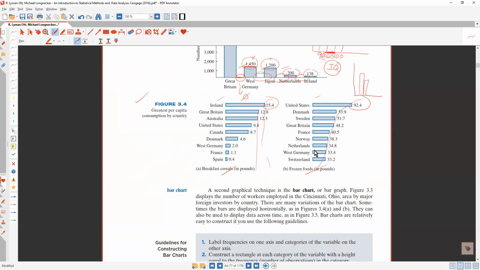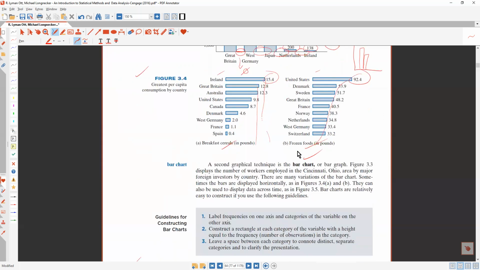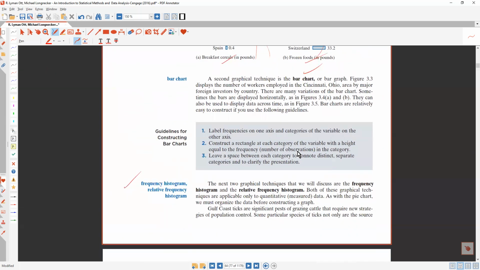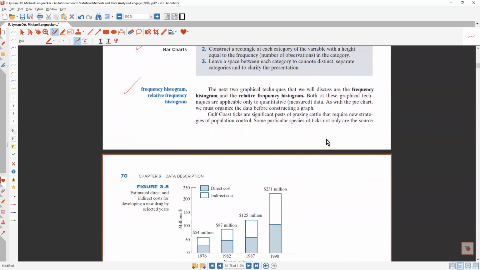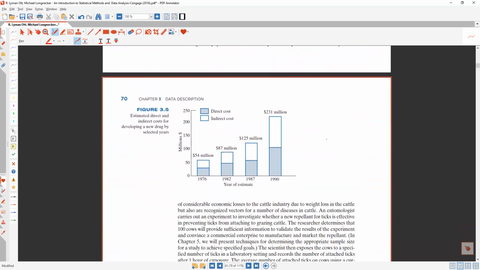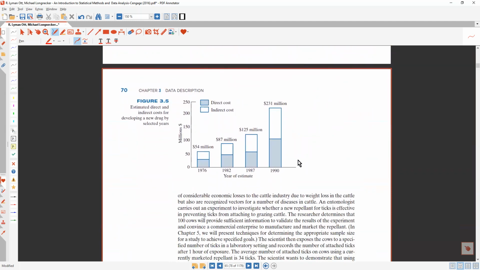But other than that, there's not much to know about bar graphs. Bar graphs or bar charts. Again, guidelines for constructing bar charts. If ever you need to construct one, there they are, but don't worry too much about it. Frequency histograms, relative frequency histograms. Just before that, here's an interesting bar graph.